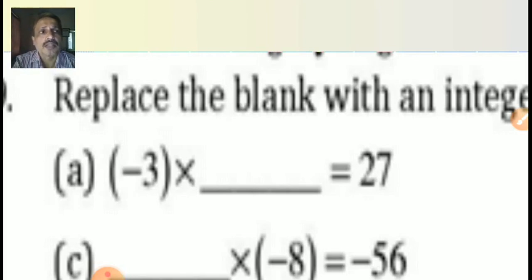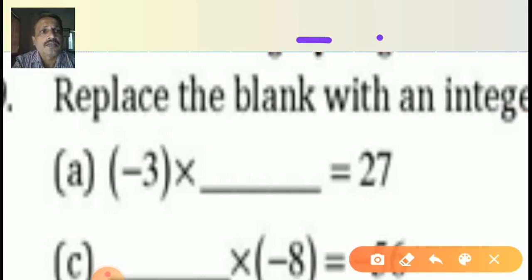Yes, we know our table, minus into minus gives us a plus. So the answer will come minus. That much you found out. So here I will put a minus sign.